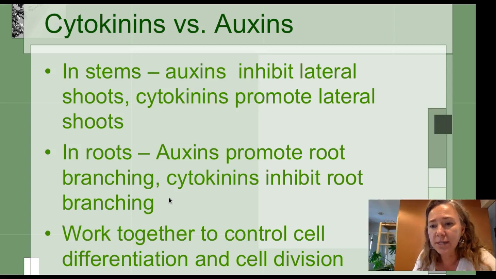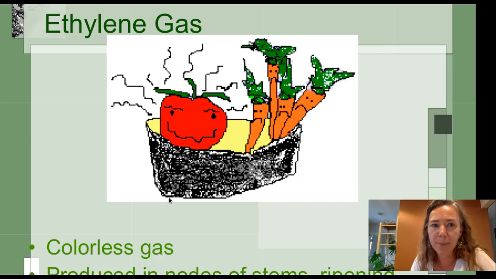So again, just comparing cytokinins to auxin. If you remove the auxin from the top, the cytokinins kick in to promote lateral growth, whereas the auxins typically inhibit the cytokinins, instead causing apical dominance, or for that plant to go straight up.